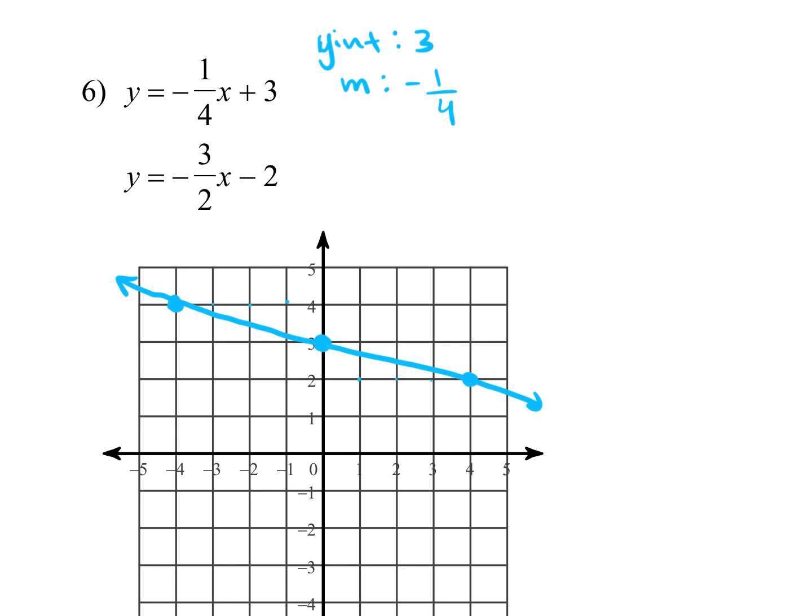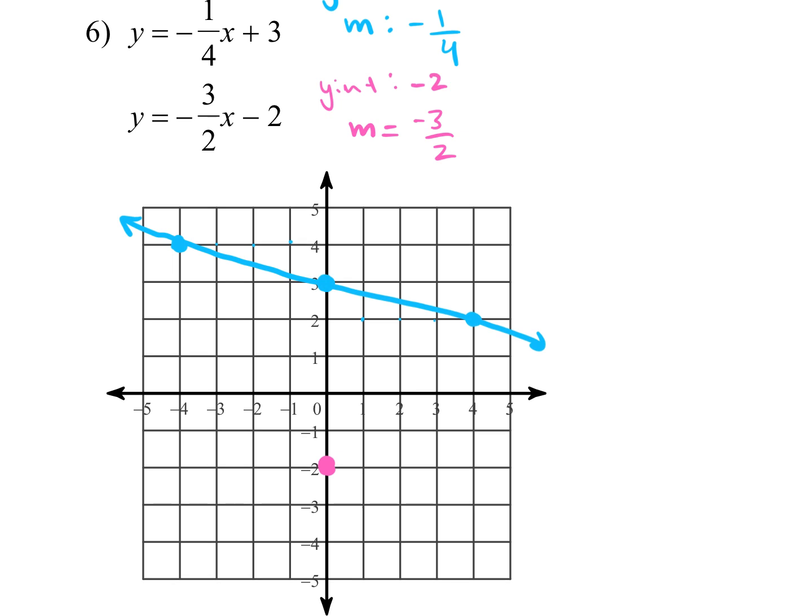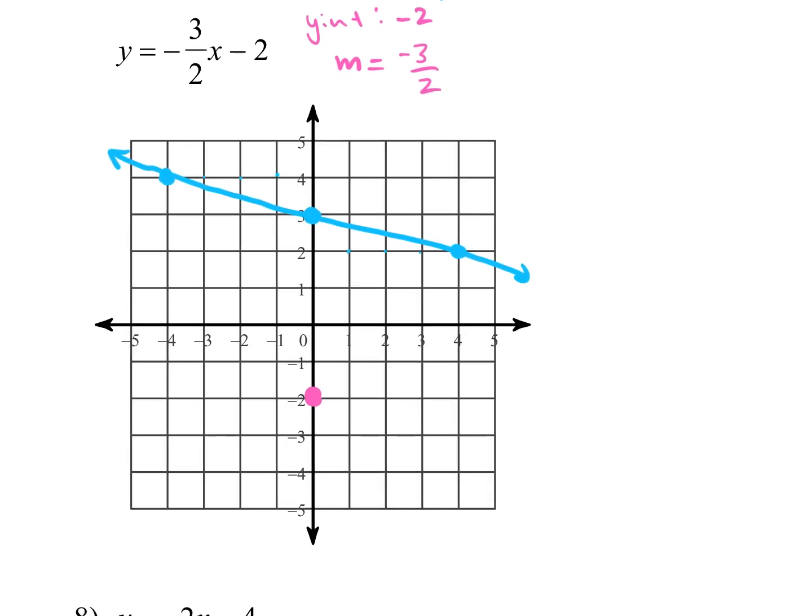Now let's do the same thing for our second line. What's our y-intercept? -2. And what's our slope? -3/2. So I'm going to start by putting my y-intercept at -2. And then our slope goes in which direction? Down 3 and to the right 2.